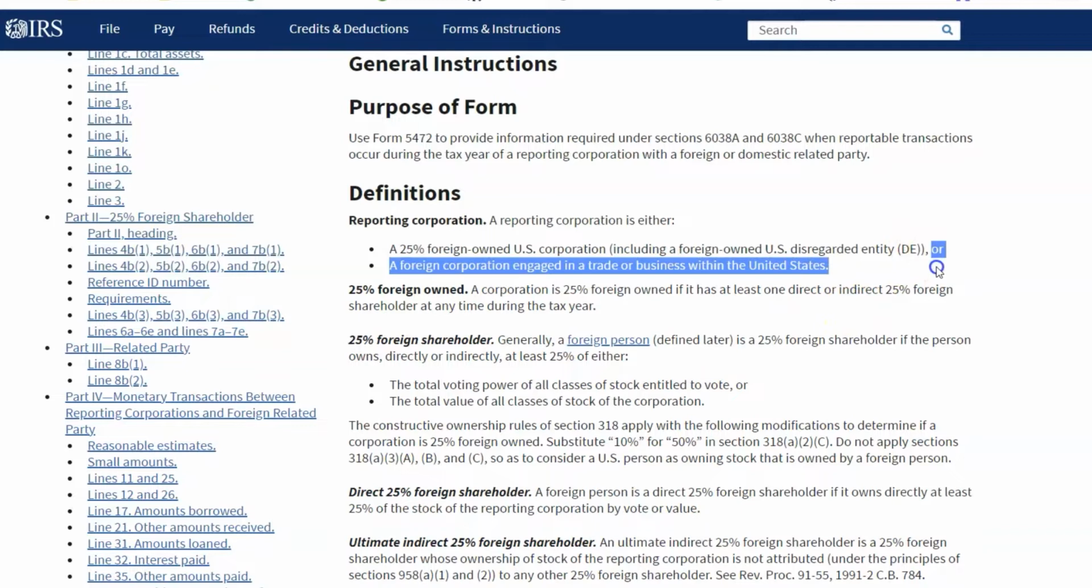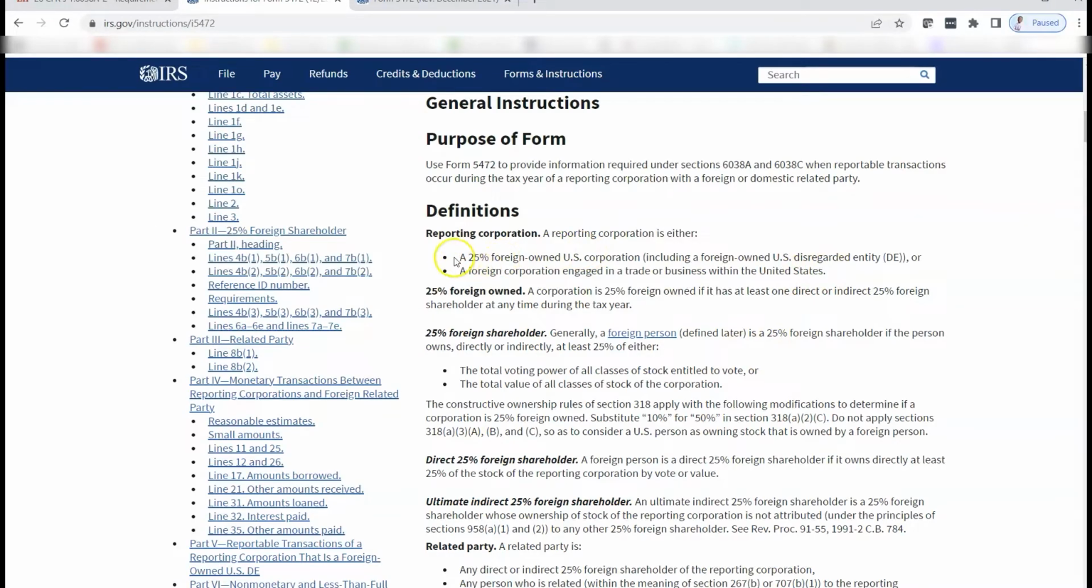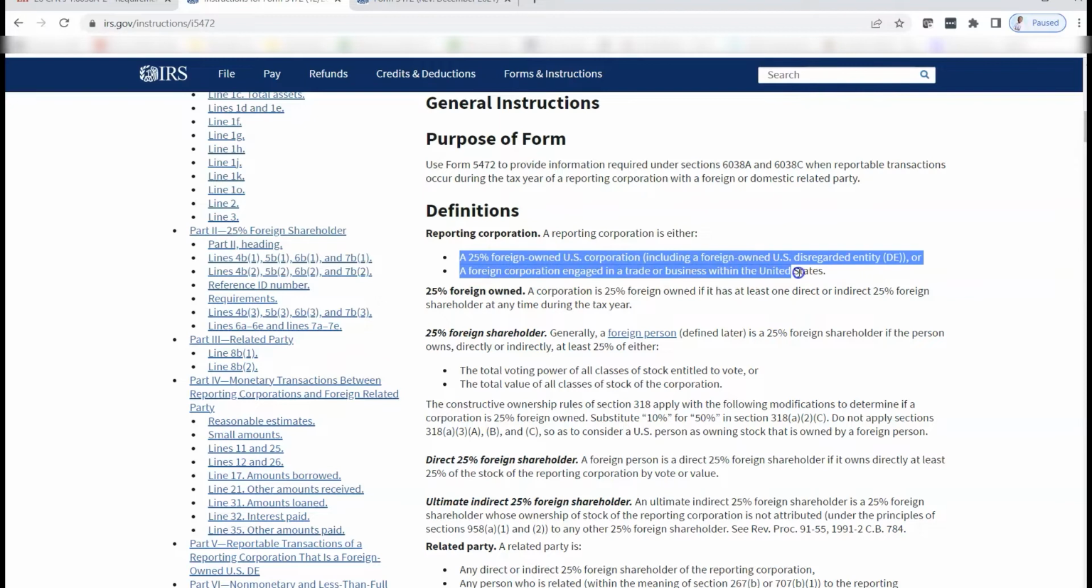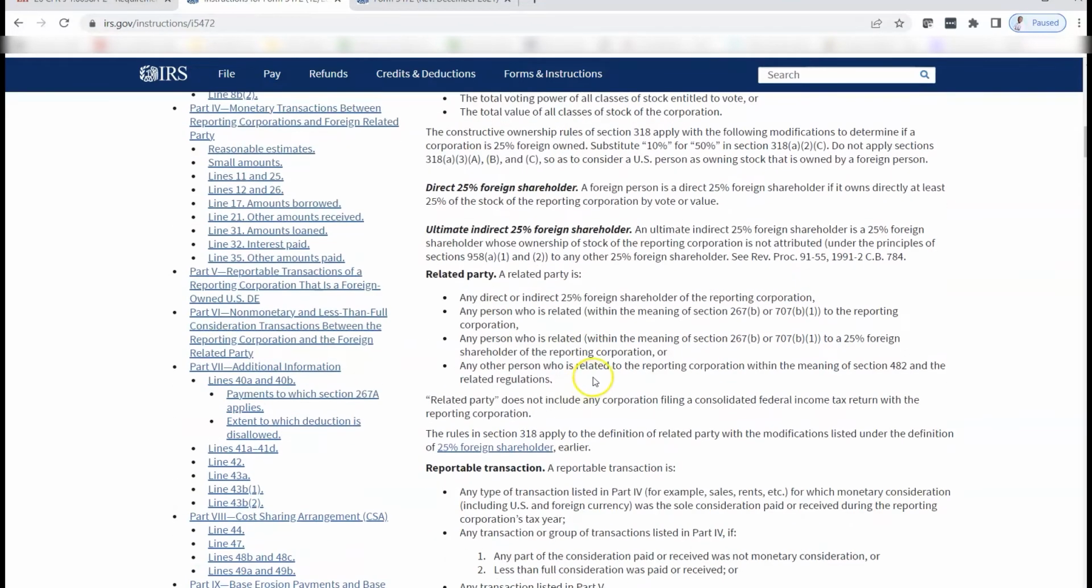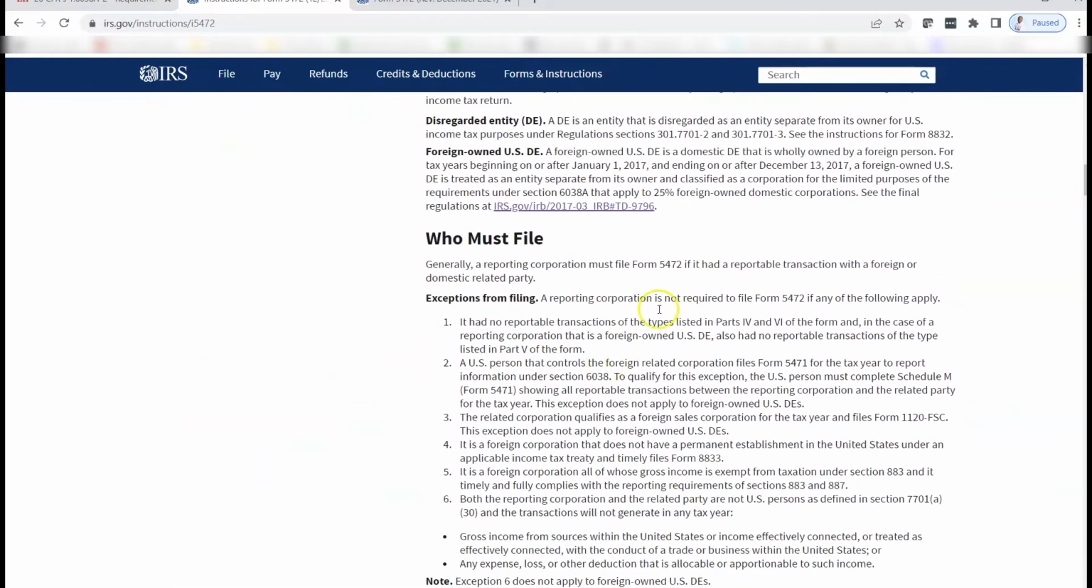The third one is a foreign corporation that is engaged in a U.S. trade or business and has a reportable transaction. So these are the three entities that are considered a reporting corporation. Now that you know the definition of a reporting corporation, the second step of the process is to figure out whether you have a reportable transaction. And it is because of reportable transactions that this video is being recorded.